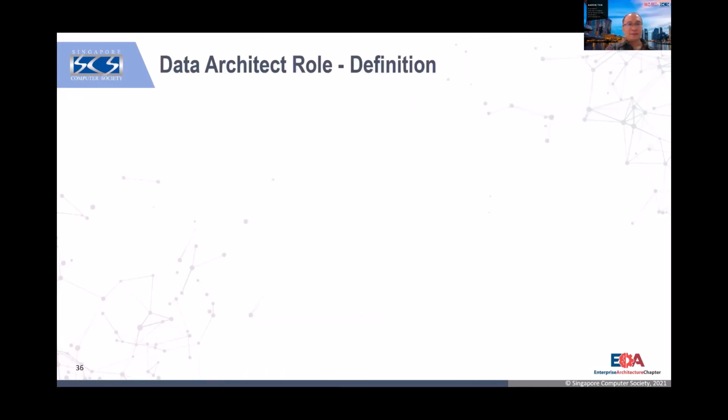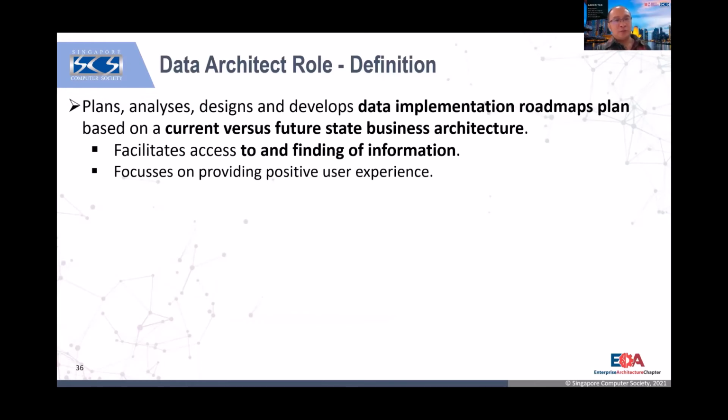The next one, data architect, right? So basically to plan, analyze, design, and develop a data implementation roadmap plan, moving from the current state to the future state. And of course, the interesting statement here is the future state of the business architecture. So whatever you do in your data implementation roadmap, what you're trying to achieve, you need to fulfill the future state target of the business architecture.